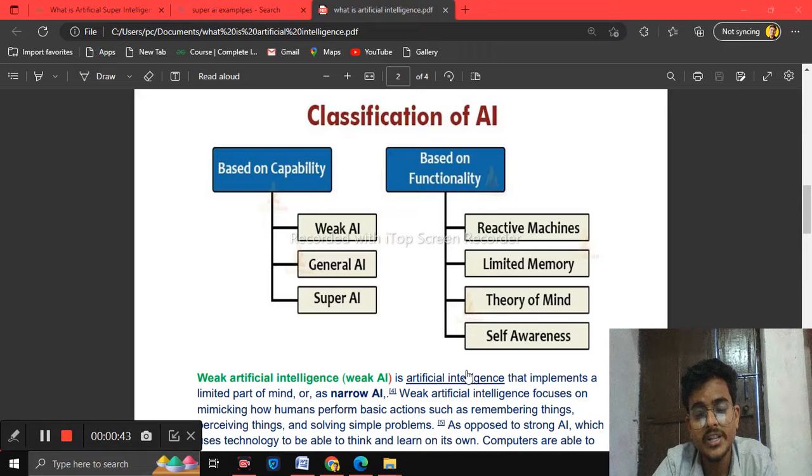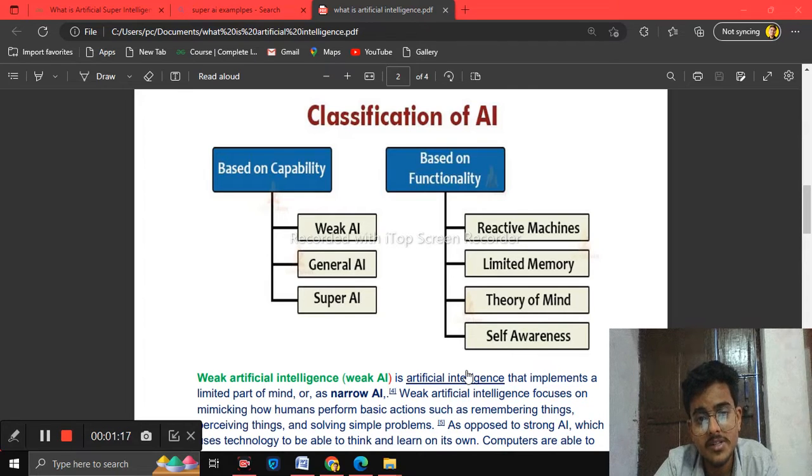So in this video we will study classifications of AI, parts of AI, or we can say different properties of AI. Okay guys, let's start. Then, on the basis of capability and functionalities, okay guys, classification of AI can be considered as based on capabilities and based on functionalities. Okay, let's start with capabilities.